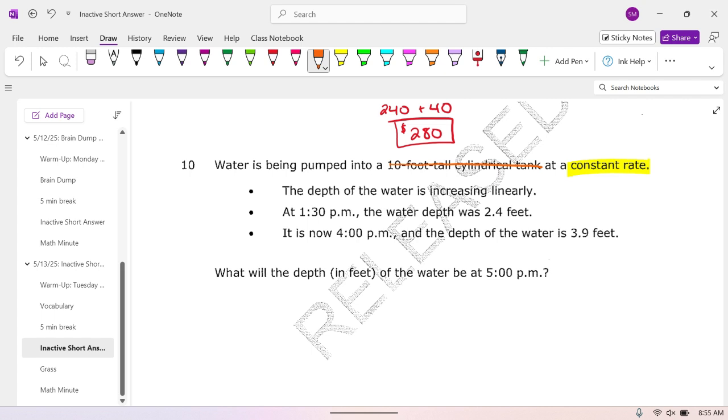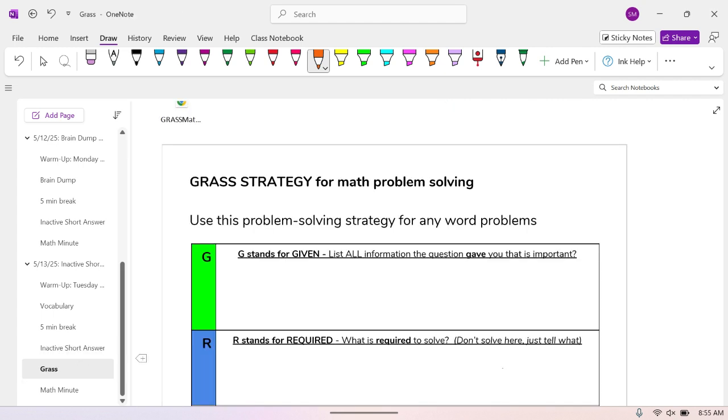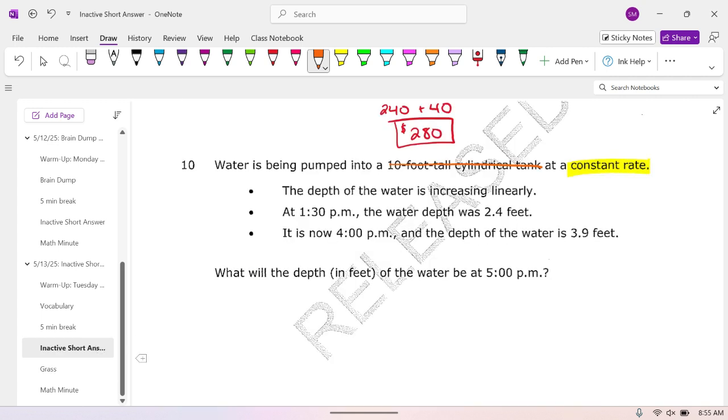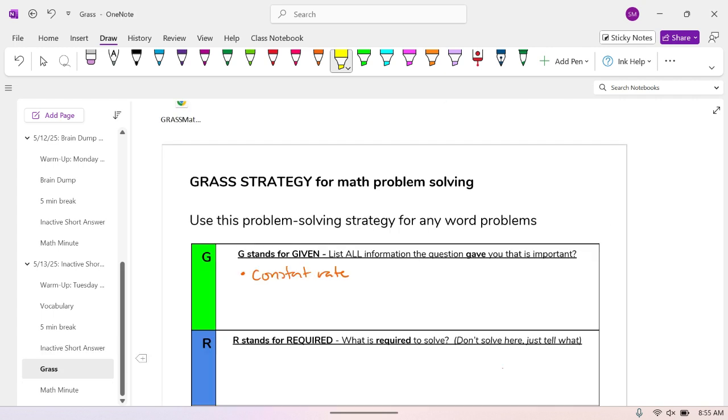So the part that we need from that sense was it's flowing in at a constant rate. So it's coming in at a constant rate, meaning that we have a solid slope somewhere. Someone else tell me another piece of information that we need. Addie. Okay, so it's increasing linearly. Good. So we know that it's going to be some kind of linear function if it's increasing linearly.